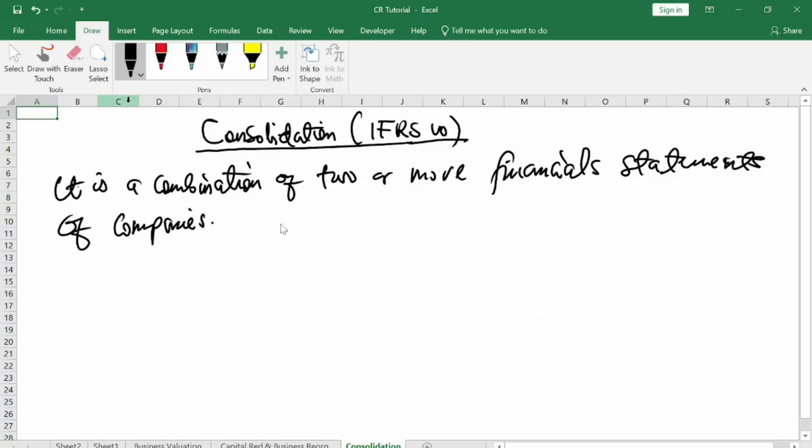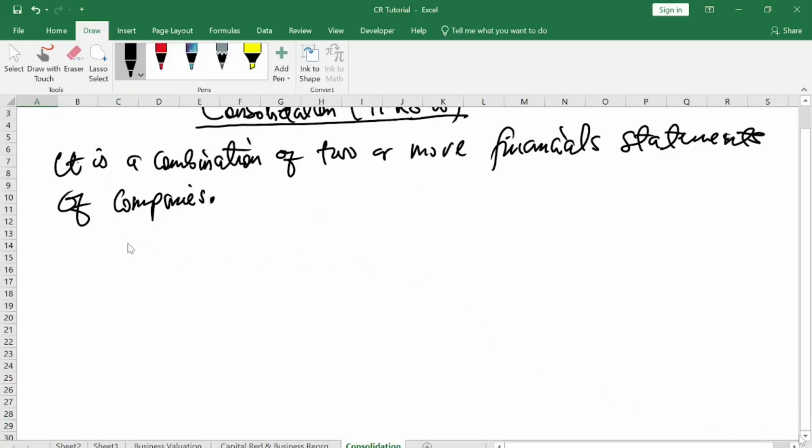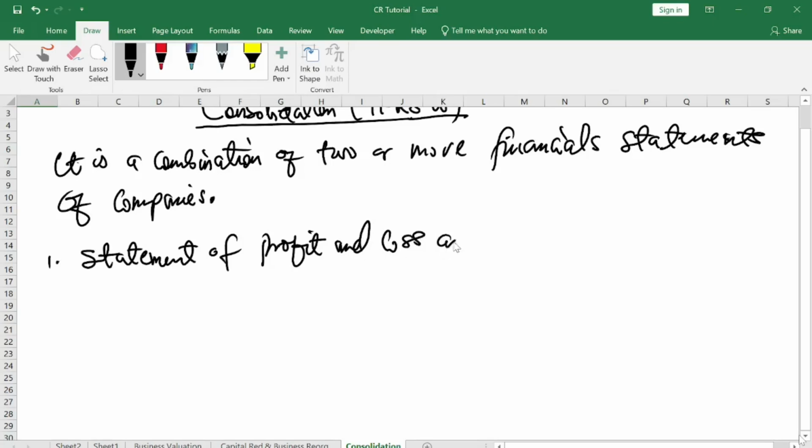And this one is a historical financial statement of businesses that they combine together. So here, one is the combination of statements of profit or loss and comprehensive income.